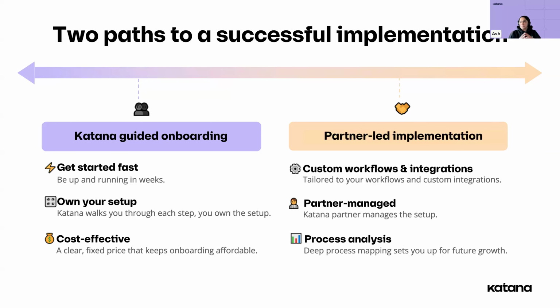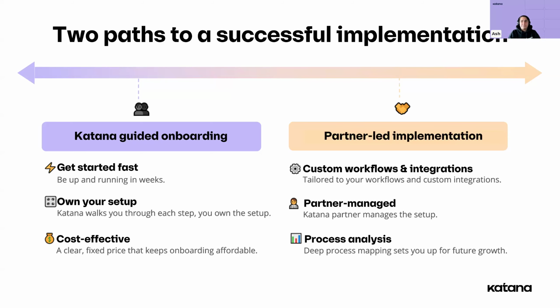The second option for implementation is a partner-led implementation, and we have a variety of a network of vetted partners that we work with. This is a more hands-on, tailored approach for teams that need a little bit extra support for their custom workflows and custom integrations, for example, integrations that we don't connect with directly as of today. A Katana partner manages the setup for you, does the deeper process mapping, and designs the rollout and operations for you. So you're not just set up for today, but for growth as well.